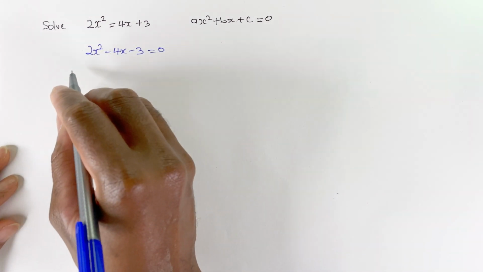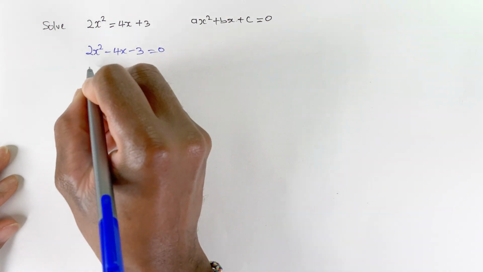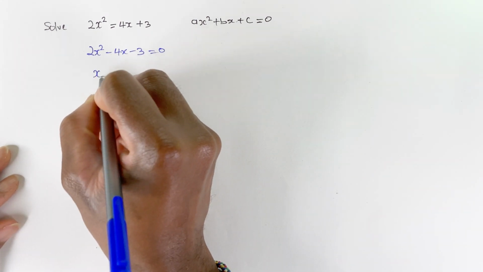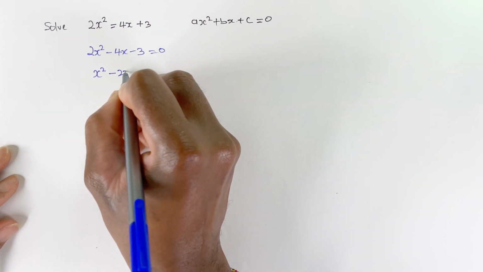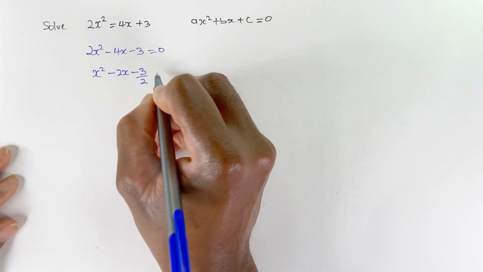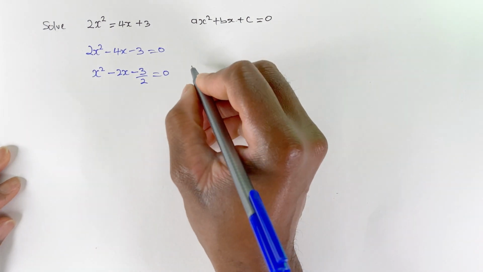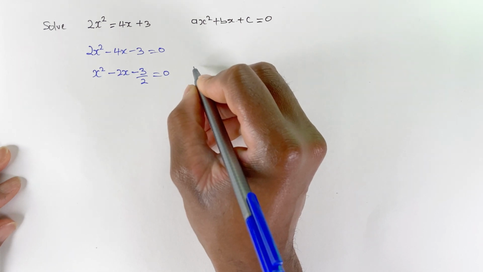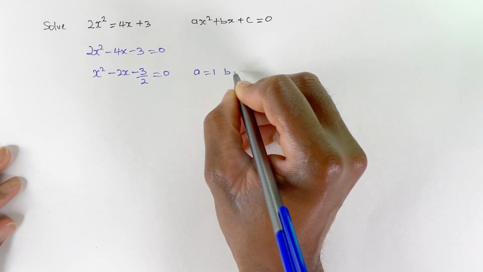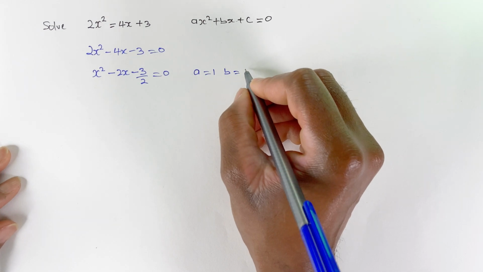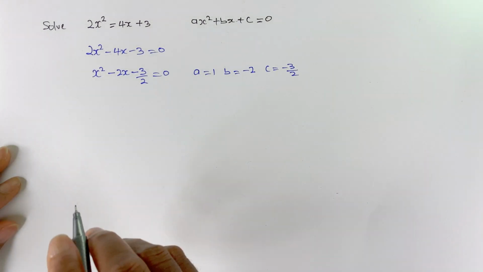And then I'm going to divide through by a, in this case, I'm going to divide through by 2. So I'm going to get x squared minus 4 divided by 2 is 2x minus 3 over 2 equal to 0. We prefer that you keep the fraction, don't use decimals. Now in this case, I'm going to compare. I'm going to write a equals 1, b equals minus 2, and c equals minus 3 over 2. So that's what we're going to use now.